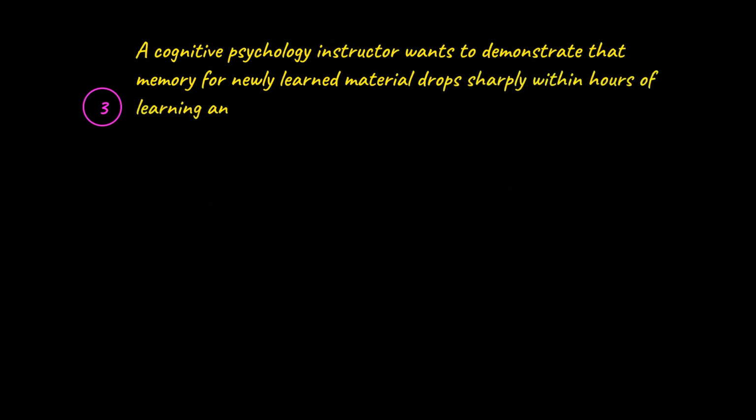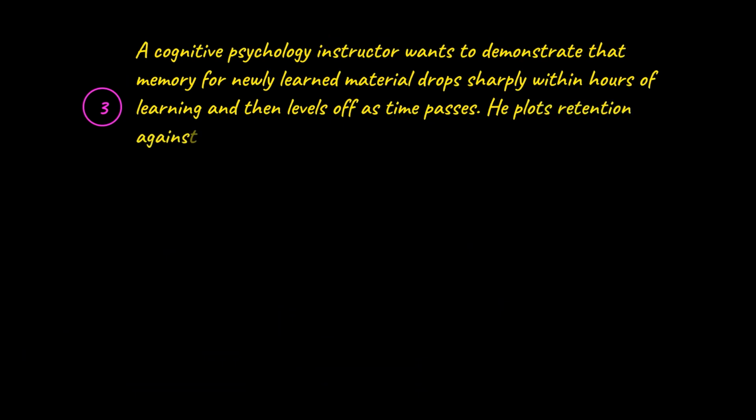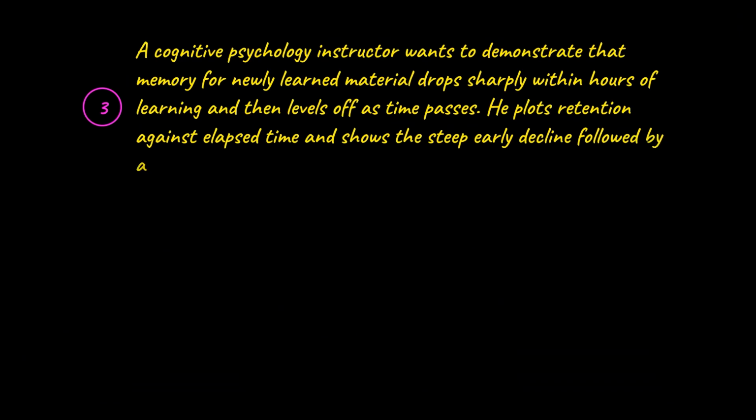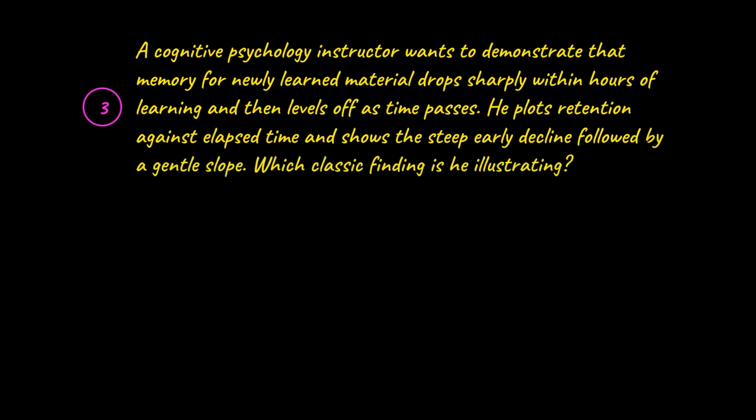Question 3. A cognitive psychology instructor wants to demonstrate that memory for newly learned material drops sharply within hours of learning and then levels off as time passes. He plots retention against elapsed time and shows the steep early decline followed by a gentle slope. Which classic finding is he illustrating?